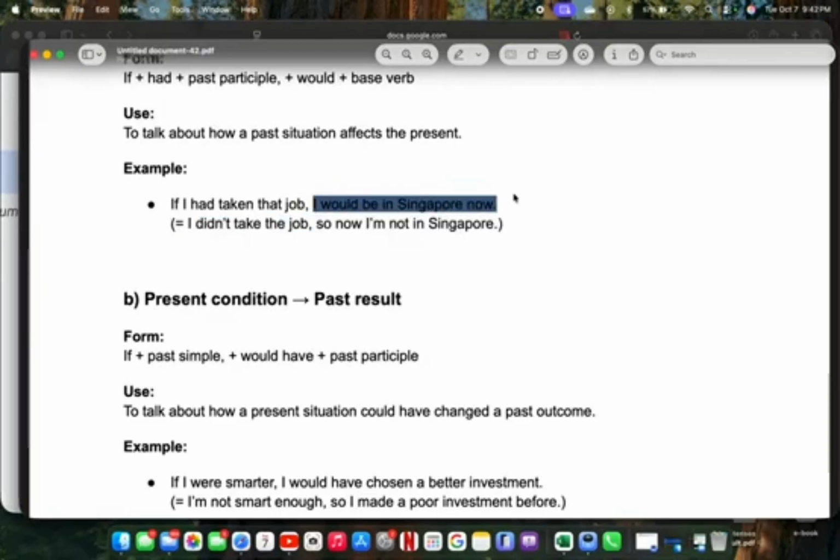Oh, okay. I would be in Singapore now, it's more like result actually. Yeah, it's not like something that you regret. Something that you regret in the past, but you want to talk about the result instead of what happened. Yeah. Okay, because maybe it's a good thing you're not in Singapore.